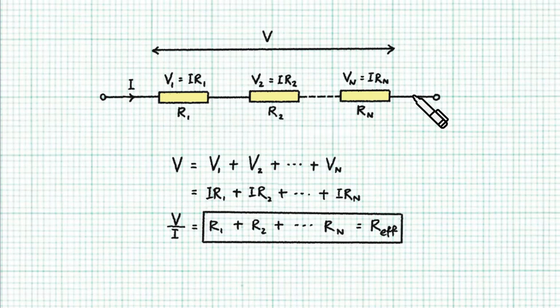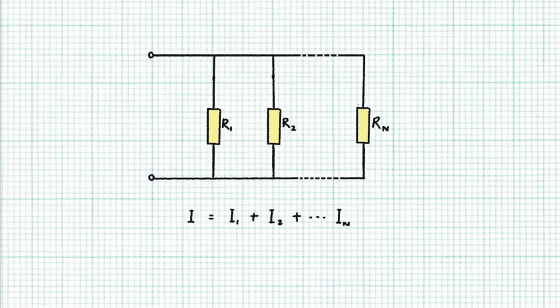Basically, for resistors in series, to maintain the same current, every time you add a resistor, you incur additional PDs. So the V in the V to I ratio increases, and that's why adding a resistor in series always increases the overall resistance. When you have resistors in parallel, then it's a different story.